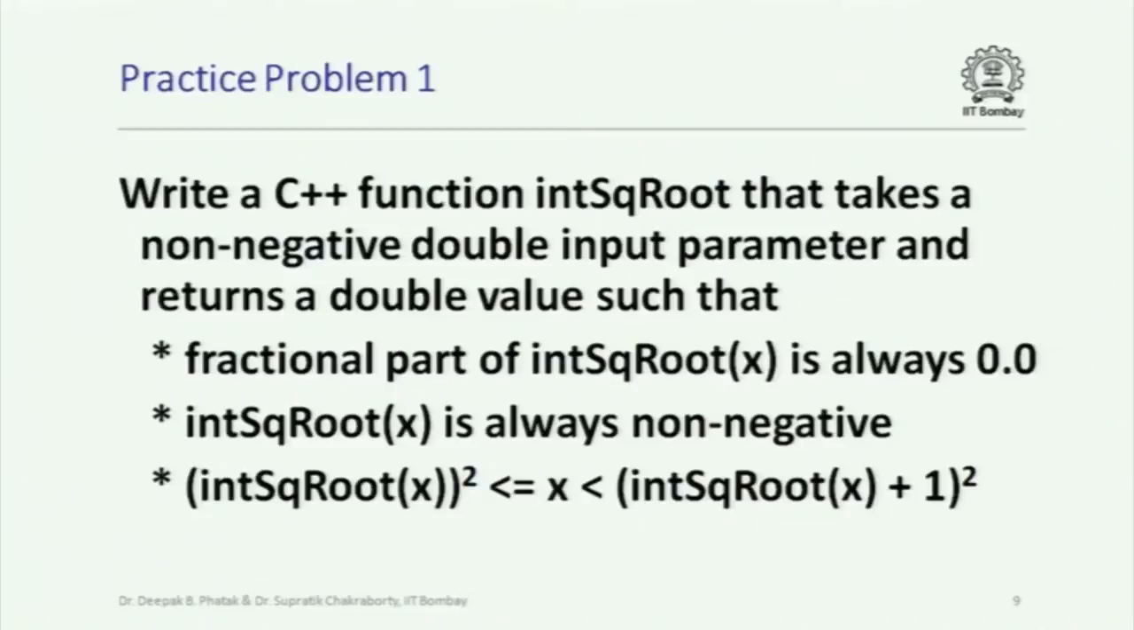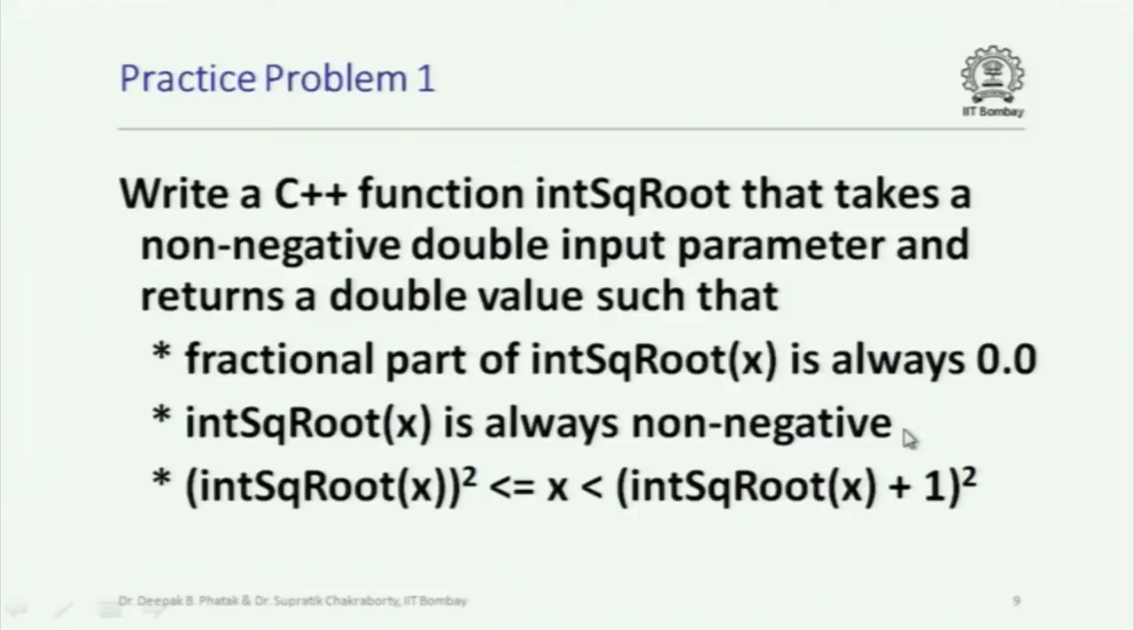Okay? So now let's read the problem. Write a C++ function int square root that takes a non-negative double input as a parameter, and it returns a double value. So really we are calculating an integer, but of course we can represent that integer as a double number also, such that the fractional part of the result is always 0.